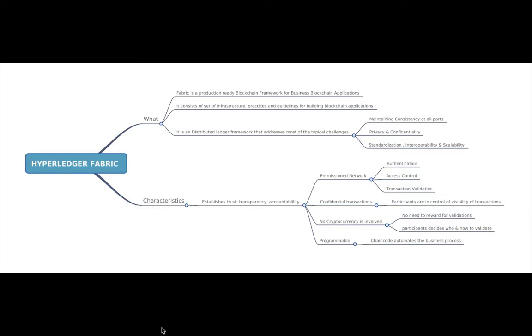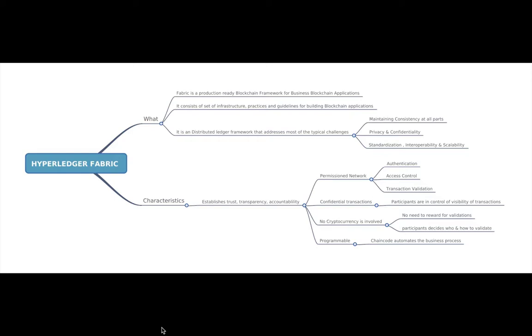So what is Hyperledger Fabric? Hyperledger Fabric is a production ready blockchain framework for building business blockchain applications. It consists of the infrastructure, practices and guidelines for building business blockchain applications. It is a distributed ledger framework that addresses most of the typical challenges other blockchain platforms have, like maintaining consistency at all parts, privacy and confidentiality, standardization, interoperability, and scalability. These are the various issues that Fabric is able to address.